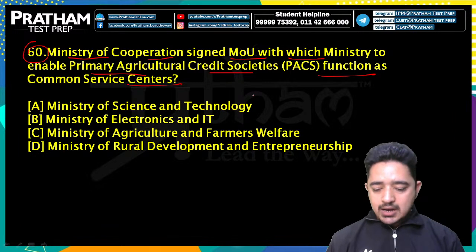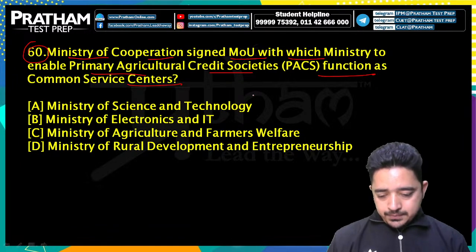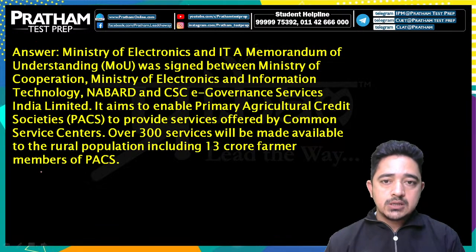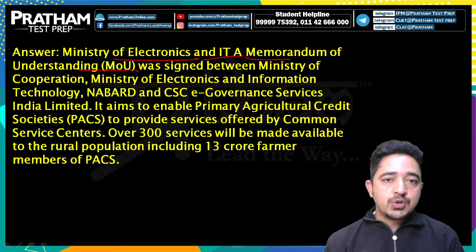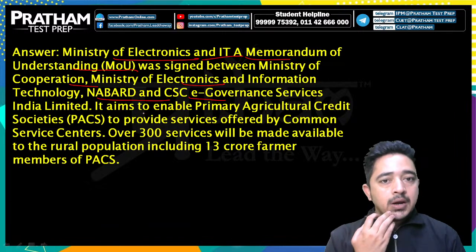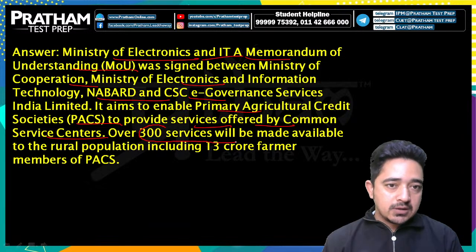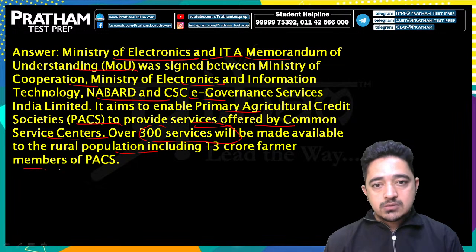CUT, yeah, CUT frequently asks current affairs questions, right? Either C or D, yeah. So Ministry of Agriculture and Farmers Welfare, let's see, देखते हैं इसमें क्या है. Yeah, Ministry of Electronics and IT. So a Memorandum of Understanding, MOU, was signed between Ministry of Cooperation, Ministry of Electronics and Information Technology, NABARD, and CSC E-Governance Services India Limited. It aims to enable primary agriculture credit societies to provide services offered by common service centers. Over 300 services will be made available to the rural population, including 13 crore farmers of PACS.